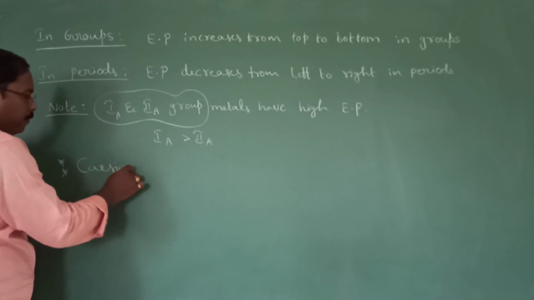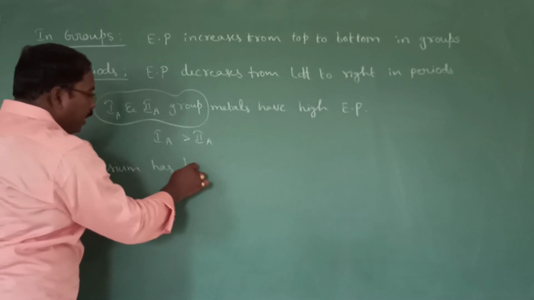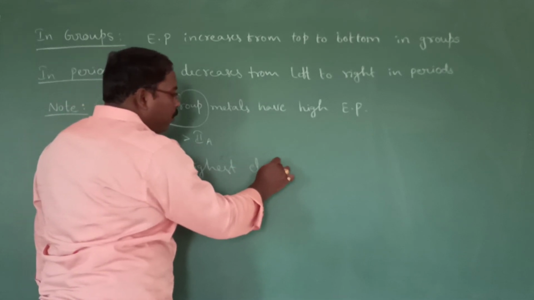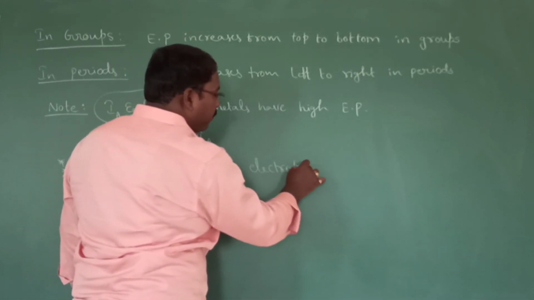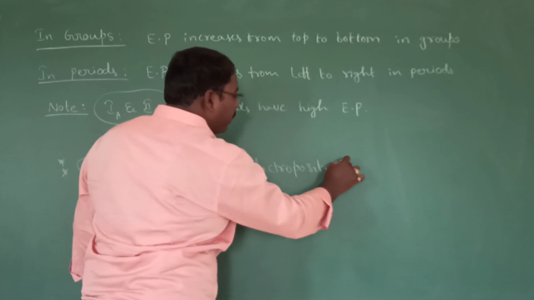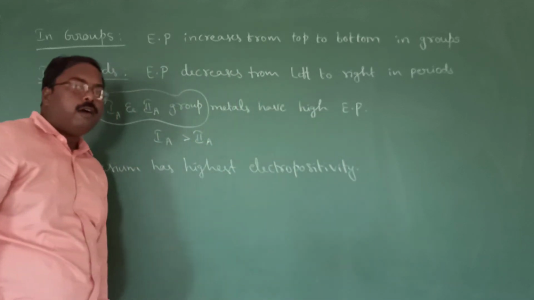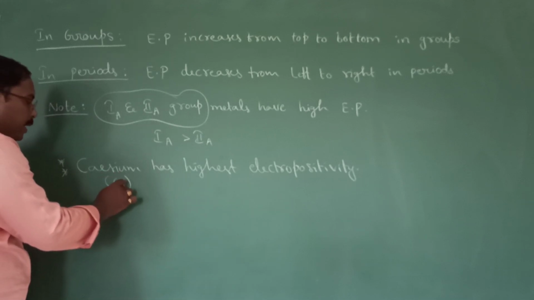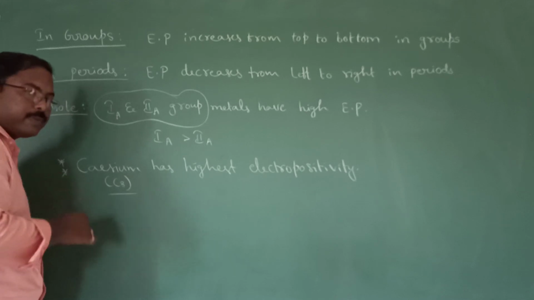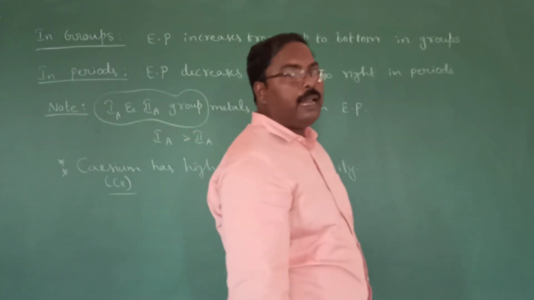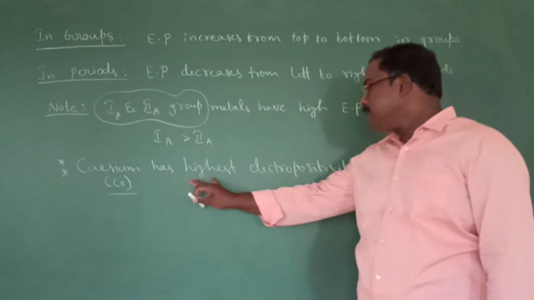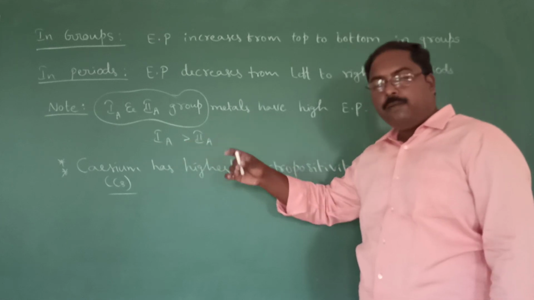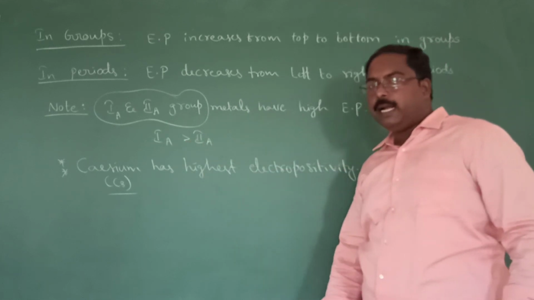So note down very clearly in the notes: cesium has highest electropositivity. Out of all the elements in the periodic table, the element with highest electropositivity is cesium. It is an alkali metal that will have the highest electropositive nature, not only in the group but compared to all the elements in the periodic table.